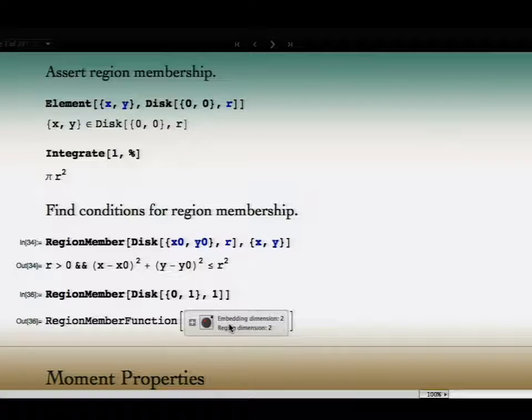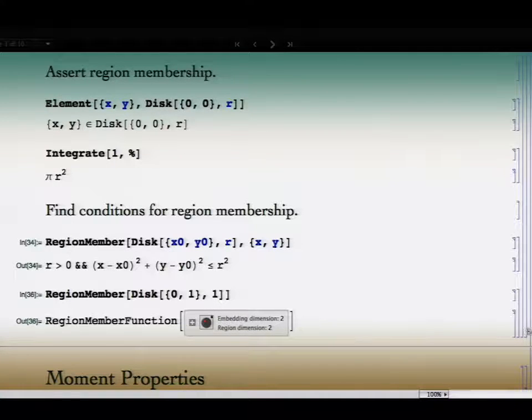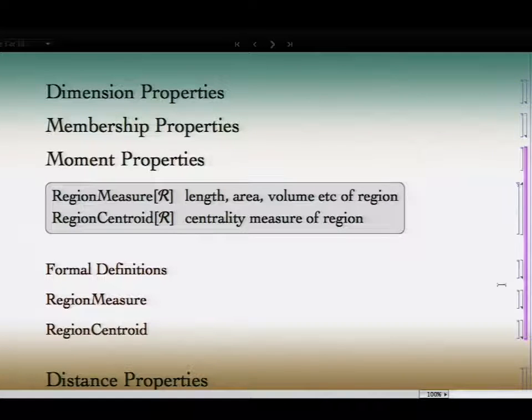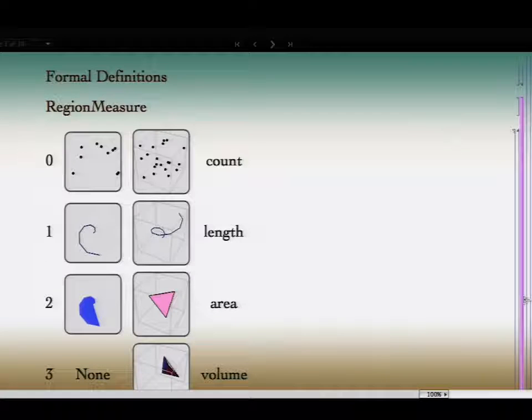So then you get what's called a region member function that you can just apply to points repeatedly. You might need to do this, as I said, tens of thousands or hundreds of thousands of times. Now, I call these moment properties. So measure is the generalization of arc length, area, and volume. So we have those functions too.